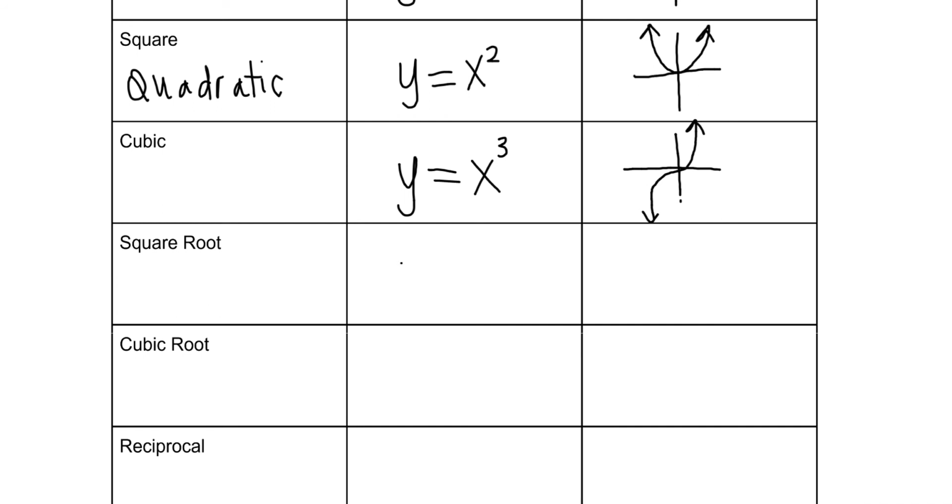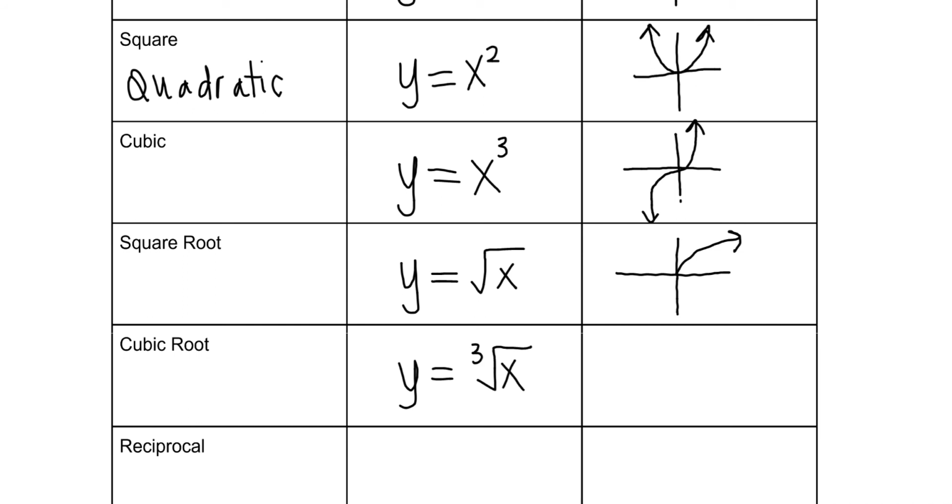Next, we have the square root function, which is y equals the square root of x. And it looks like half of a sideways parabola. Our cube root function is y equals cube root of x. Similar to that of a square root function, it is a sideways cubic function.